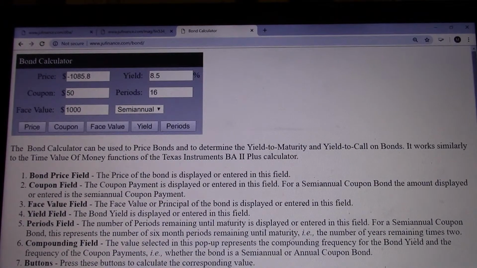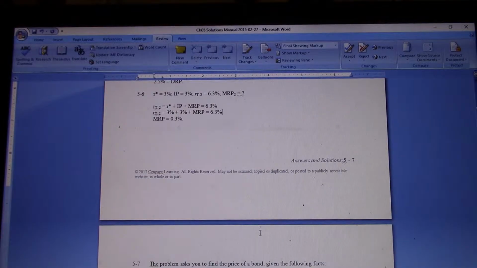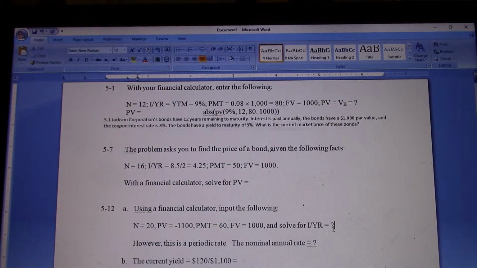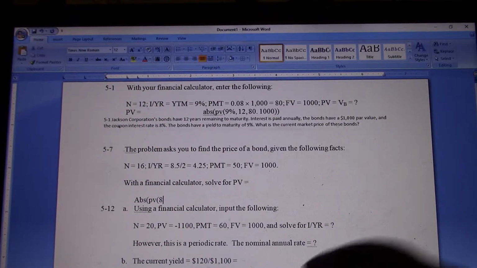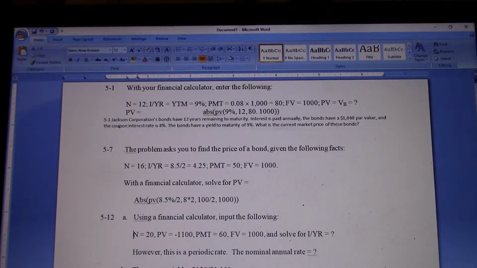So $1,085.57. Is that right? Let me check the solution. Yes, that's correct. Okay, if you use Excel, and we know it's asking for price, we should use PV, and it should be 8.5% divided by 2, and 8 multiplied by 2, 100 divided by 2, 1,000. So this should give you your price if you use Excel.